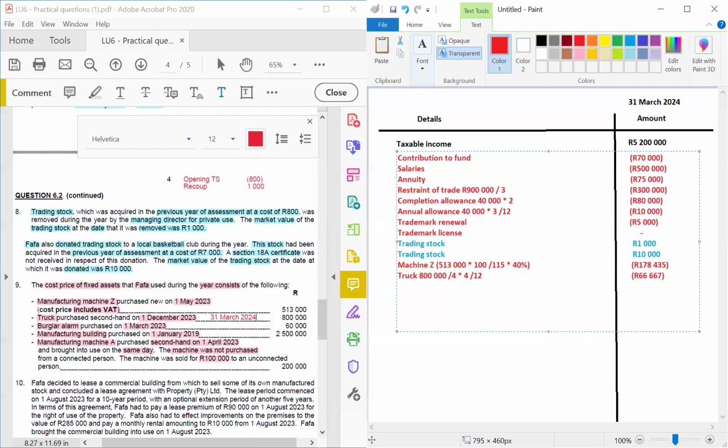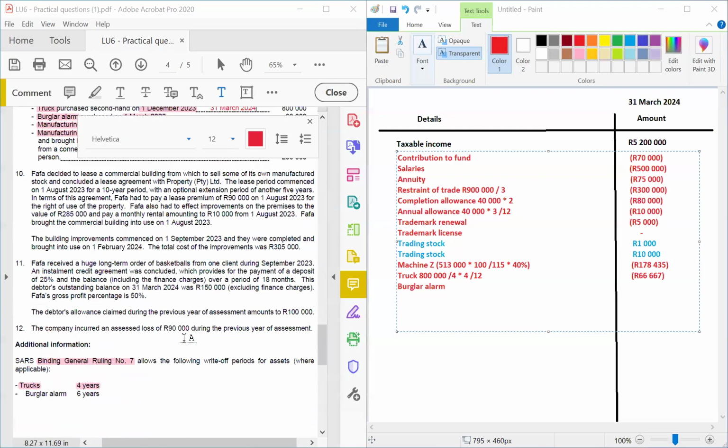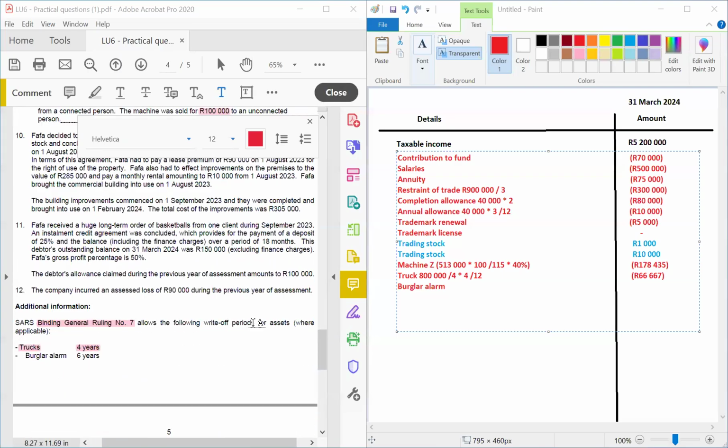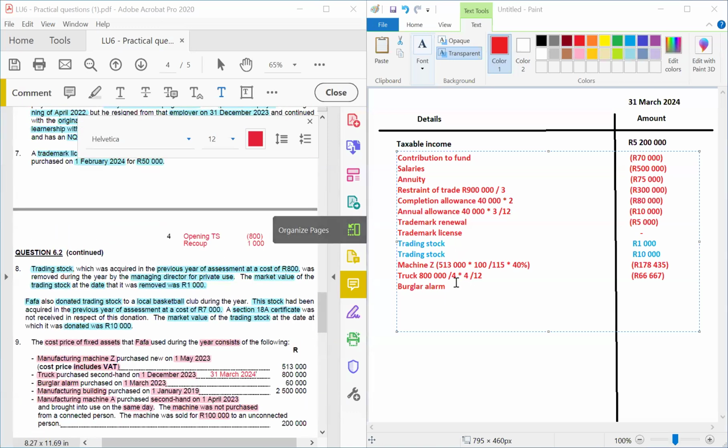Okay. So now moving on, we have a burglar alarm. A burglar alarm also, not in the process of manufacture. We are going to apply section 11E. I think there's a comment in the chat box. Why do we divide by 4? Because the trucks have a wear and tear period of 4 years. That's why we divide by 4. Okay, great.